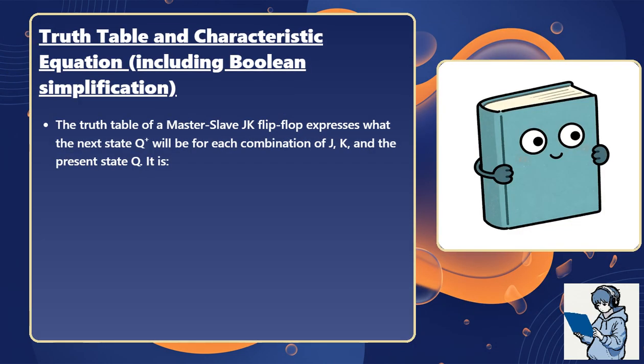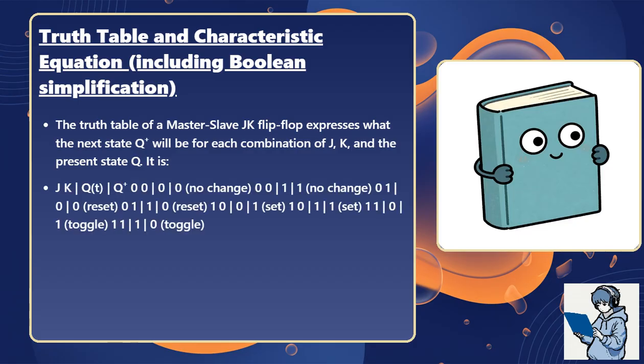The truth table of a master-slave JK flip-flop expresses what the next state Q plus will be for each combination of J, K, and the present state Q. J K | Q | Q plus. 0 0 | 0 | 0, no change. 0 0 | 1 | 1, no change. 0 1 | 0 | 0, reset. 0 1 | 1 | 0, reset.